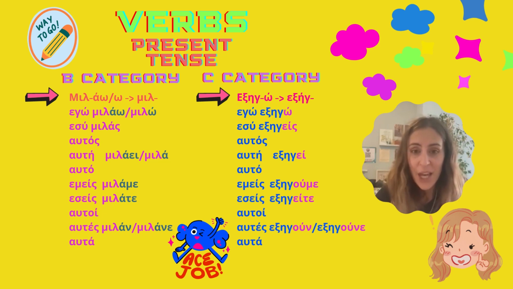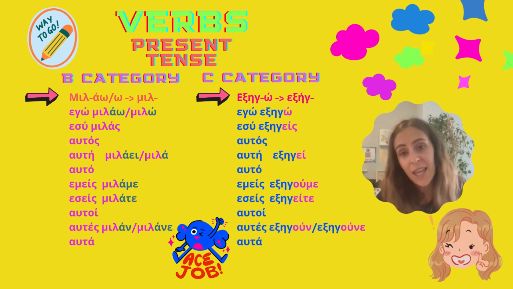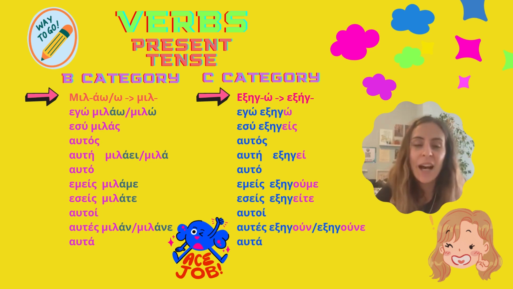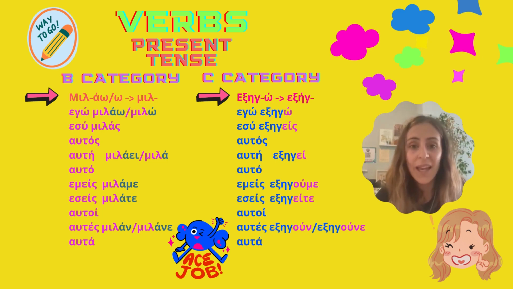Let's conjugate it. Εγώ εξηγώ. So, if I drop the ending o, what's left is εξηγ. Εξηγ is το θέμα, the theme, like we say, and o is the ending that we can drop. Εγώ εξηγώ. Εσύ εξηγείς, είς is the ending. Αυτός, αυτή, αυτό εξηγεί. So, εί ending. Εμείς εξηγούμε. Ούμε ending. Εσείς εξηγείτε. Είτε ending. Αυτοί, αυτές, αυτά εξηγούν or εξηγούνε.